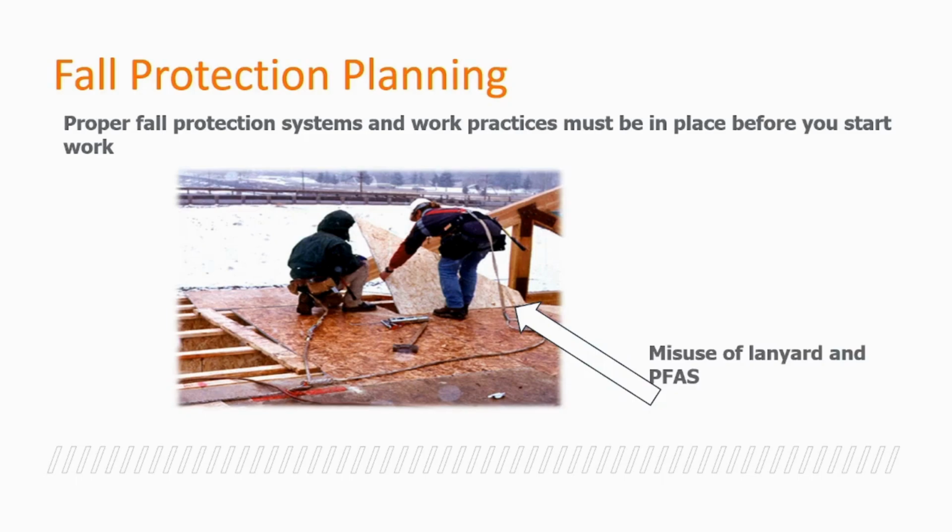The picture that you see on the screen in front of you shows a good example of a misuse of a lanyard as far as personal fall arrest systems. If you look real carefully, this particular fall arrest system that this guy has on with the lanyard is actually tied off to the very bottom down here, and that's what you don't want to have. You always want to have your tie-off point or anchorage point above wherever the employee is.